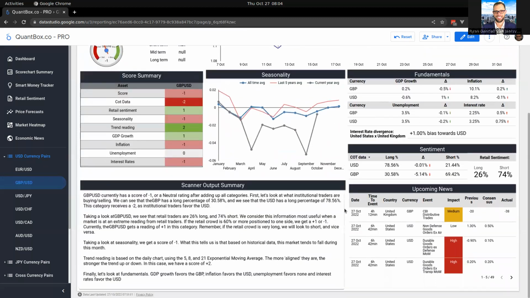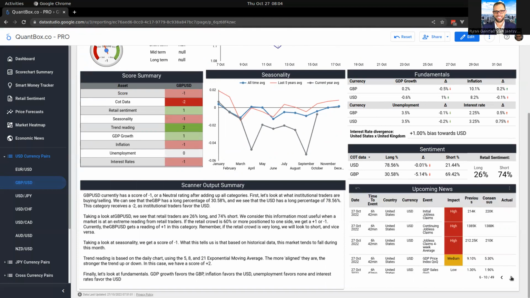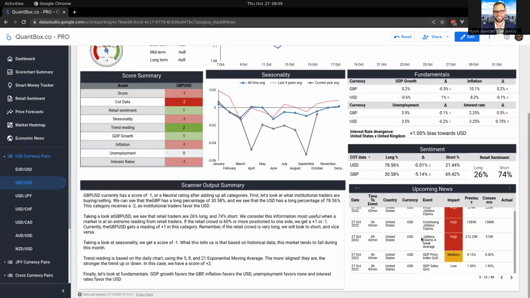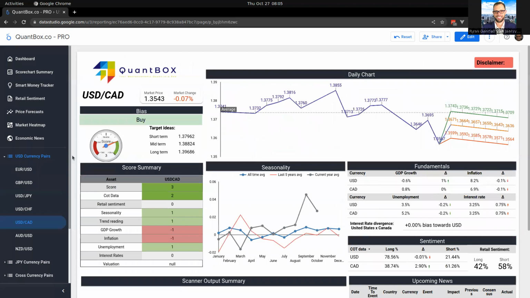Looking at pound news, we've got some medium tier news coming out of the UK today. We've got some high tier news coming out of the US later on, some more high tier news coming out of the States later on, and some medium tier news as well. So quite a lot of news today. Pay attention to that.